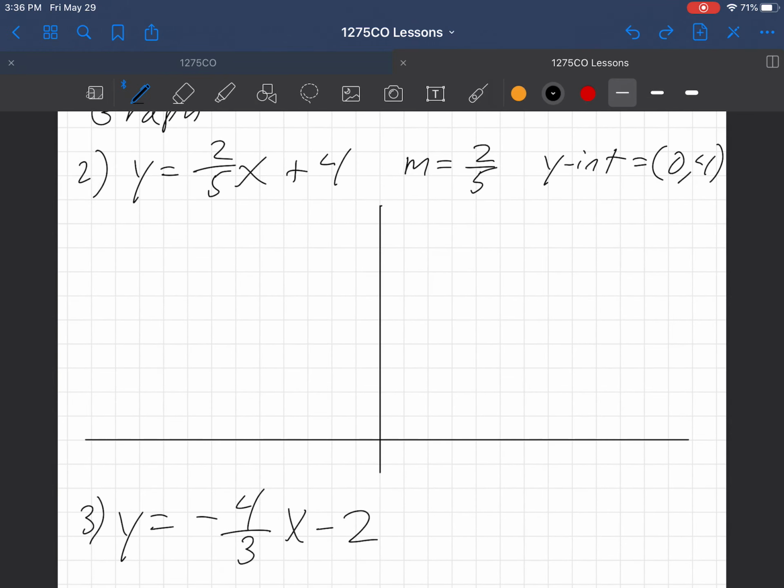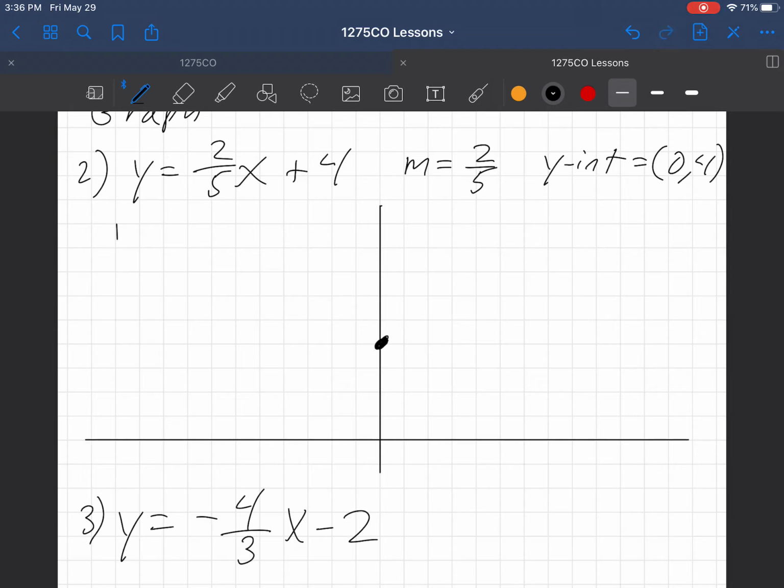So graphing a line using the slope-intercept form, first start with the y-intercept. 1, 2, 3, 4. From the origin, plot the ordered pair of 0, 4, which is our y-intercept. And from here, we're going to use the slope of this line, 2 over 5.